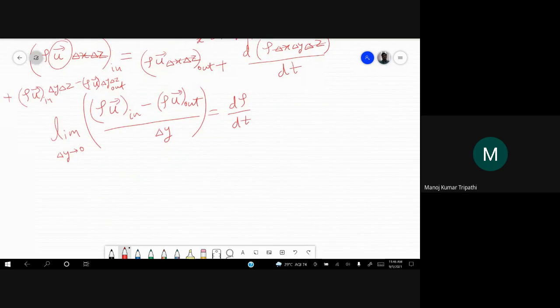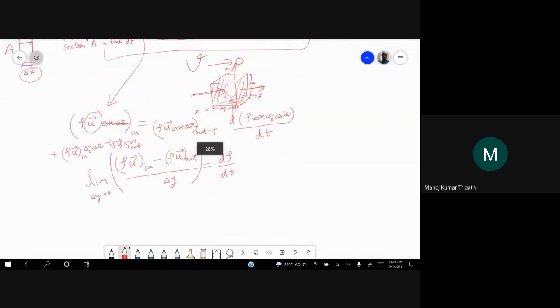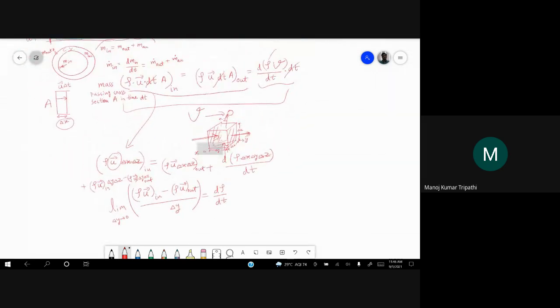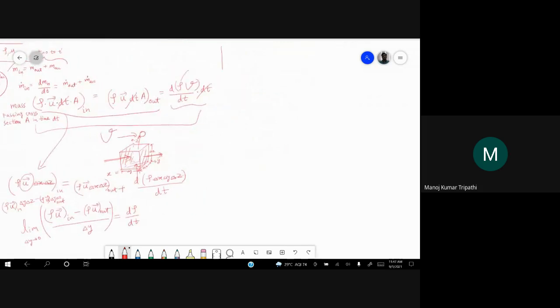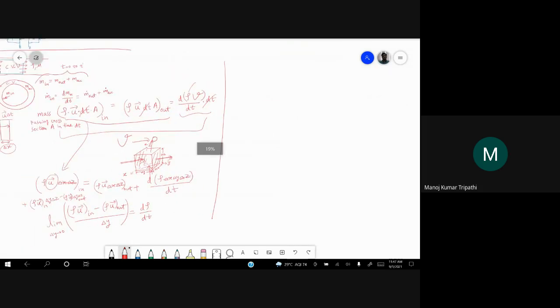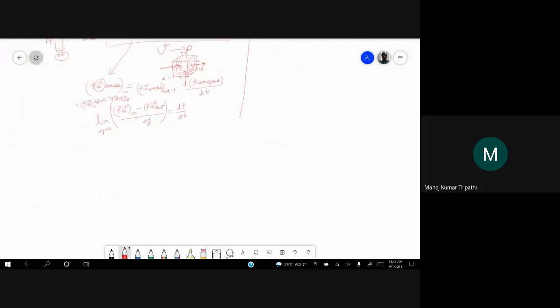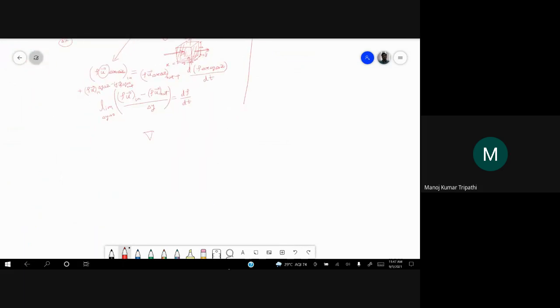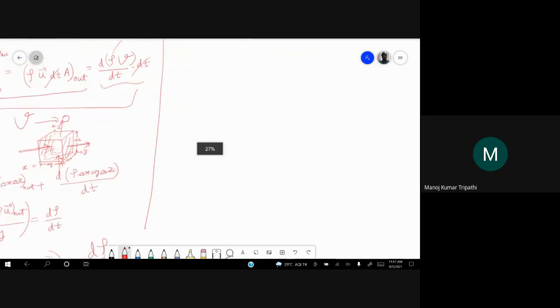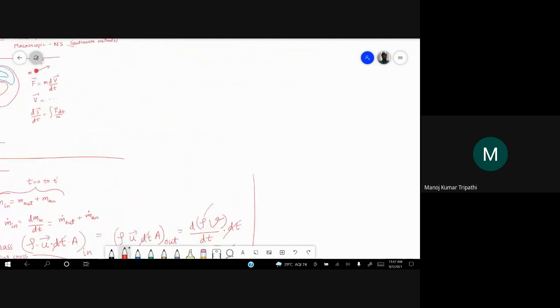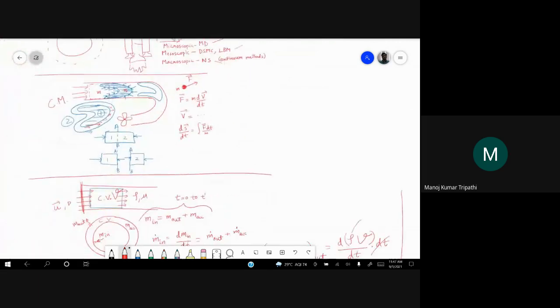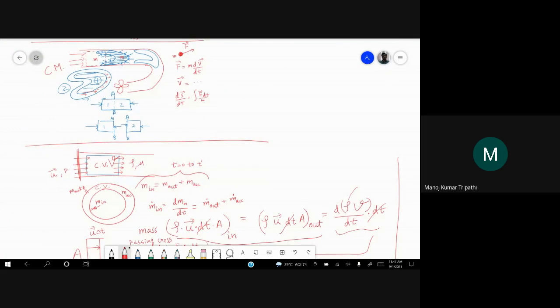We will write the formula after we have gone to some other details. So we have not derived it fully here, but finally it will look like this: del dot rho u equal to d rho by dt. Okay, which we'll learn very soon. Okay, so that was the power of control volume analysis.